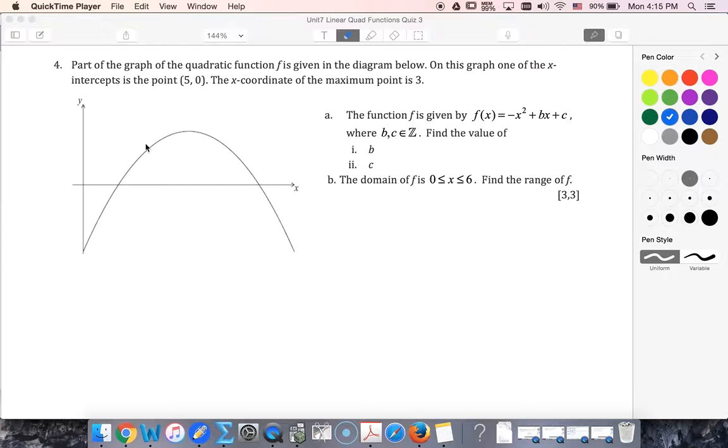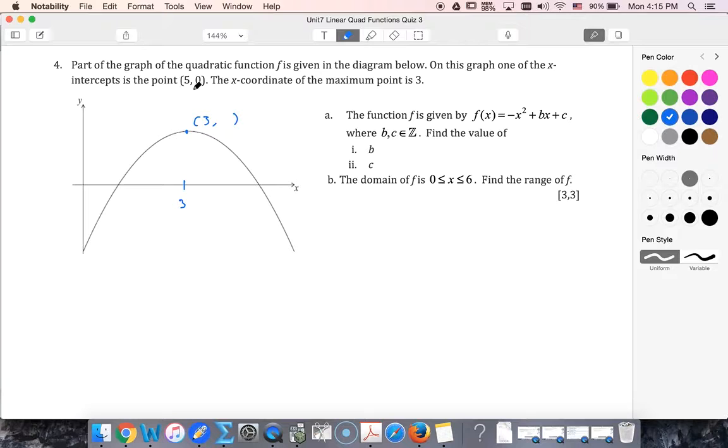All right, this was the last question on your quiz. Again, we see a negative quadratic. One of the x-intercepts is 5. The x-coordinate of the maximum is 3. So here's my maximum. This x value is 3. We don't know the y value. So my 3 is down here.